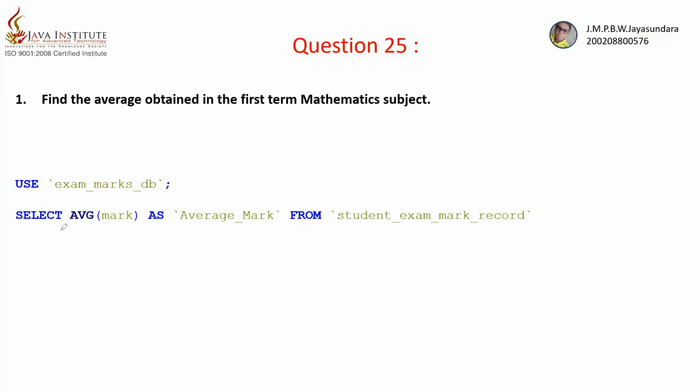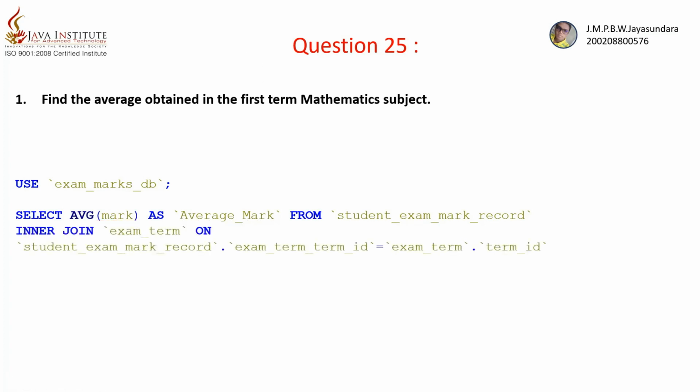What we have said here is, as you can see, we have used the average function in here. So AVG stands for average, and within the opening and closing brackets of this AVG function we have mentioned what column we are using in order to get the average. So this is the column name and this is the function, and we have renamed this function output column name as average marks.